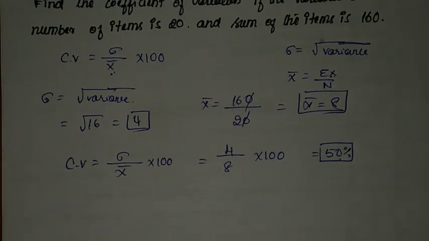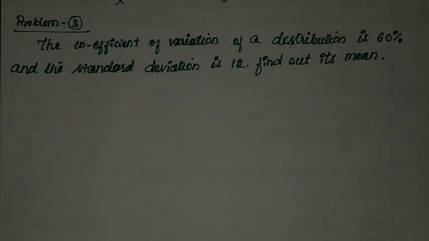So CV is 50%. This is problem number 2. And next, problem number 3: the coefficient of variation of a distribution is 60% and the standard deviation is 12. Find out its mean.